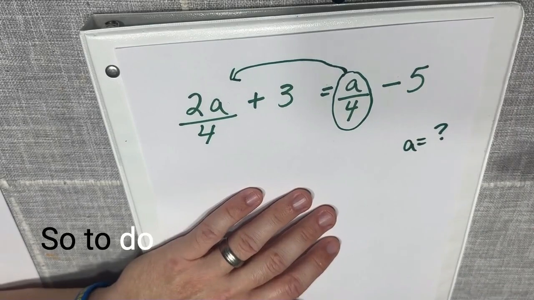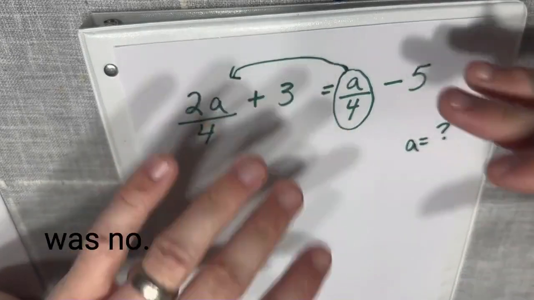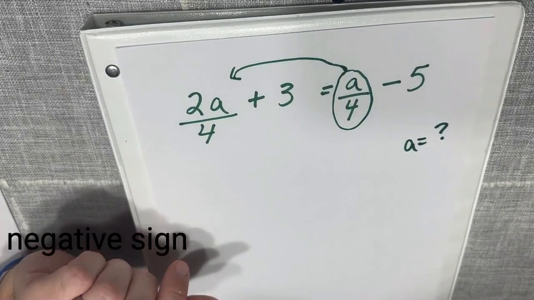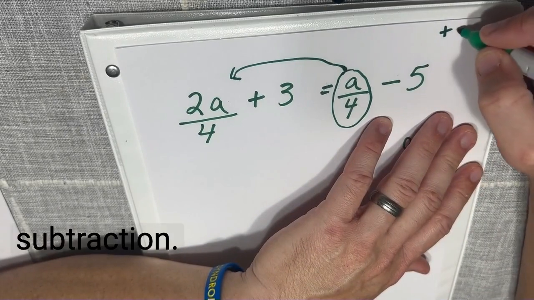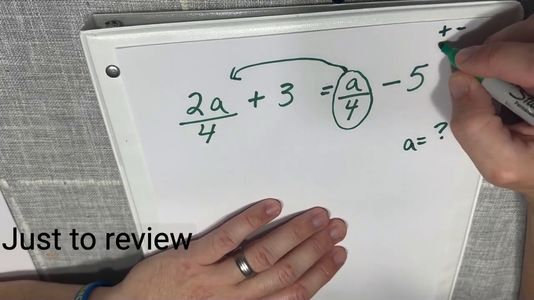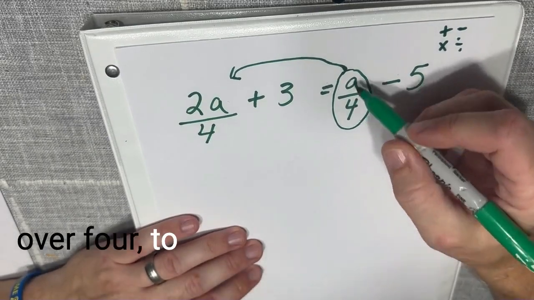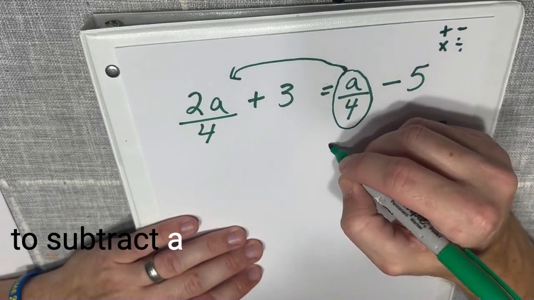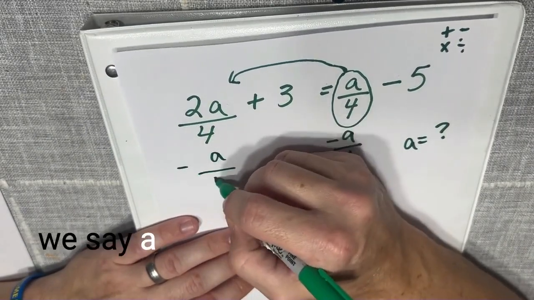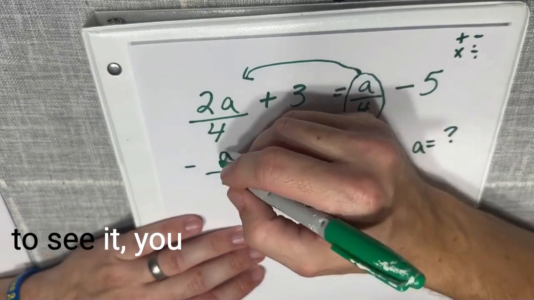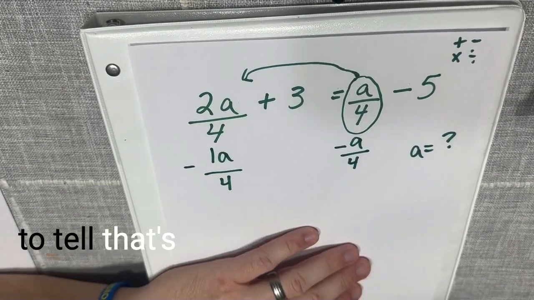Okay. So to do that, it's going to be either addition or subtraction. Now, because that A over 4 had no negative sign or anything like that, that means it's positive. And remember, the opposite of a positive, or the opposite of addition, is subtraction. Okay. Just to review, the opposite of multiplication is division. Just remember that. So to get rid of that A over 4, to bring it over, what we're going to do is subtract A over 4 on both sides. And when we say A over 4, sometimes, mathletes, if you need to see it, you can put the 1 there. If you want to put 1A, just because it makes it a little easier to tell that's the number 1.